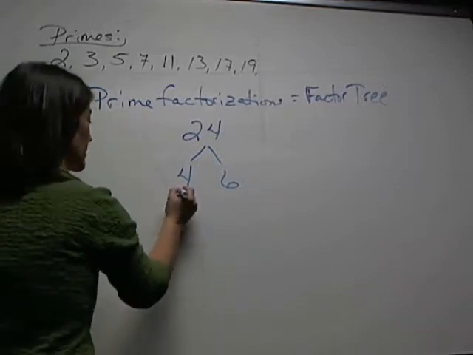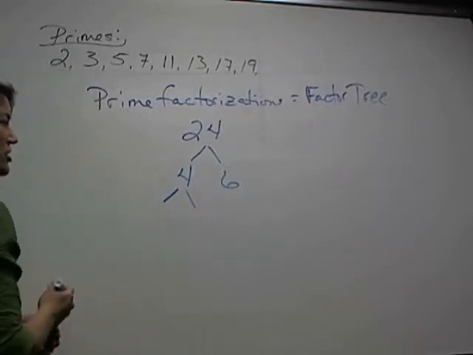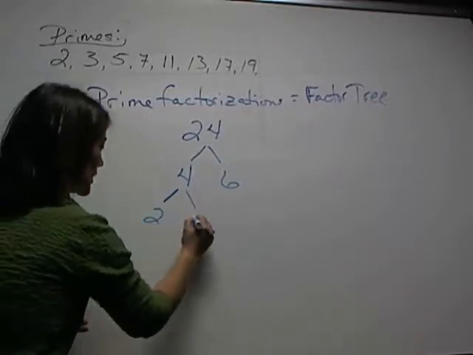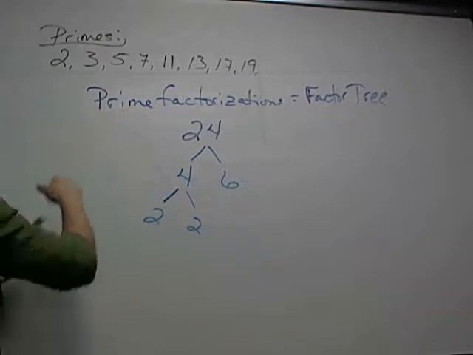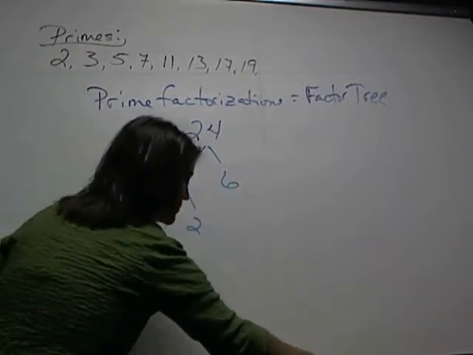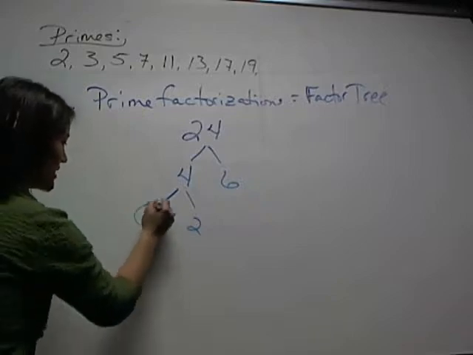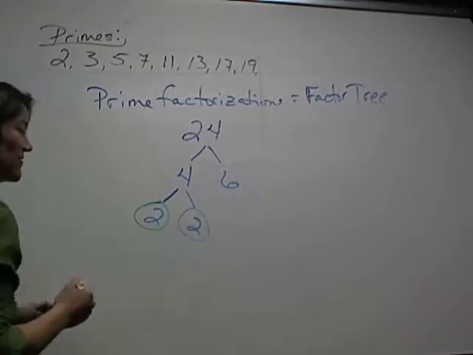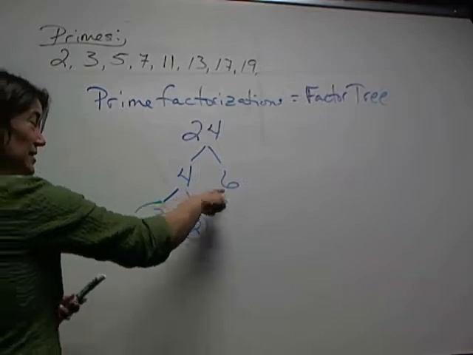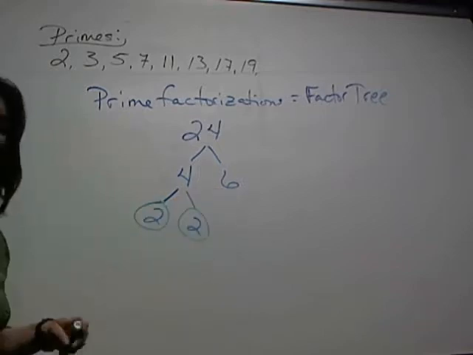Now 4 is not prime, so we keep going. What is 4 made up of? So we make our 2 little branches and say, 4 is 2 times 2. Now 2 is one of our prime numbers. Remember, it's the only even prime number. So once I get to a 2, I'm done, so that's a leaf. Here's a leaf.